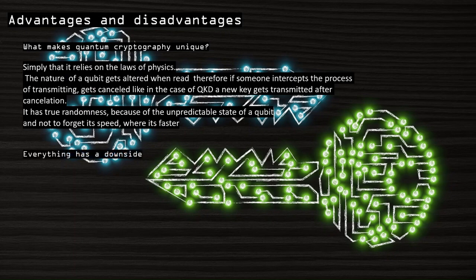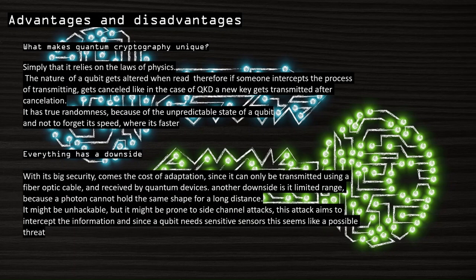However, everything has a downside. With its big security comes the cost of adaptation, since it can only be transmitted using a fiber optic cable and received by quantum devices. Another downside is its limited range, because a photon cannot hold the same shape for a long distance. It might be unhackable, but it might be prone to side channel attacks. This attack aims to intercept the information in its transmission process, and since a qubit needs sensitive sensors, this seems like a possible threat.